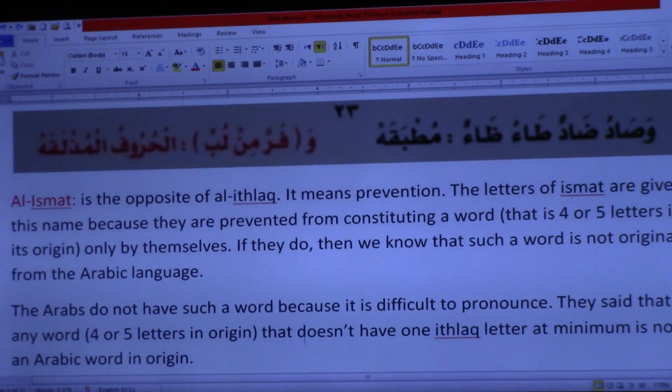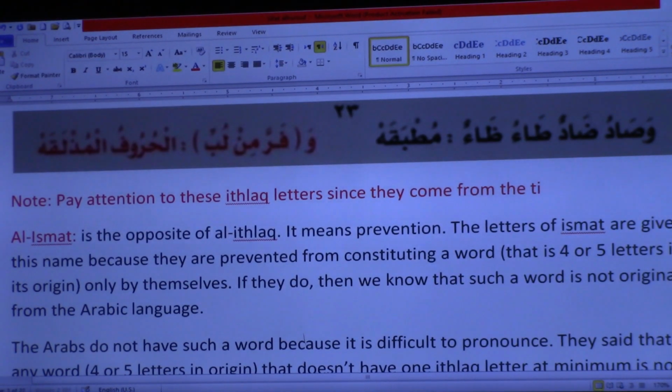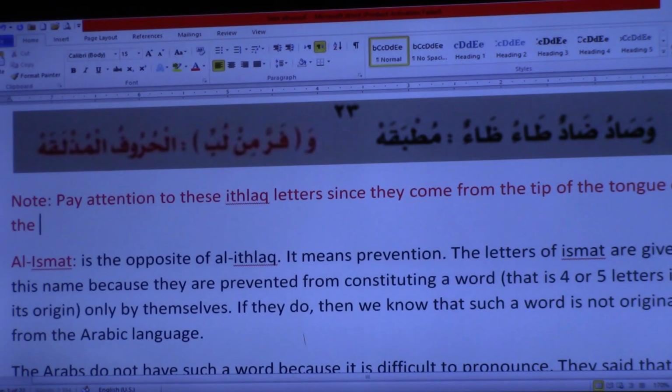But let me add this point here before we forget about the idlaq letters. Note, pay attention to these idlaq letters: since they come from the tip of the tongue or the lip, what can we say? They run away. Sometimes they are skipped by many people. How do I want to say that? People ignore them. It's easy for them to fall from the pronunciation.